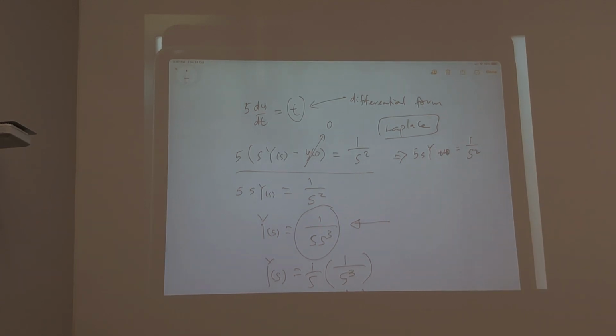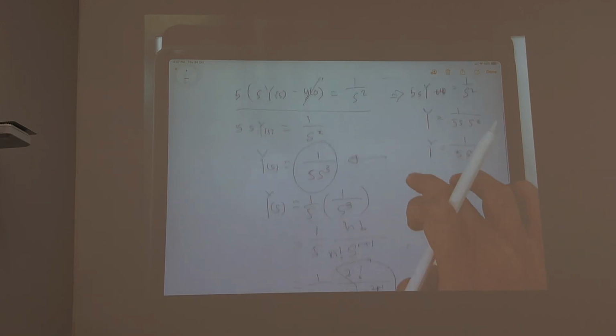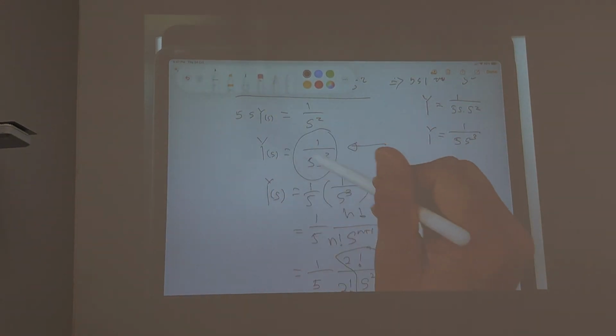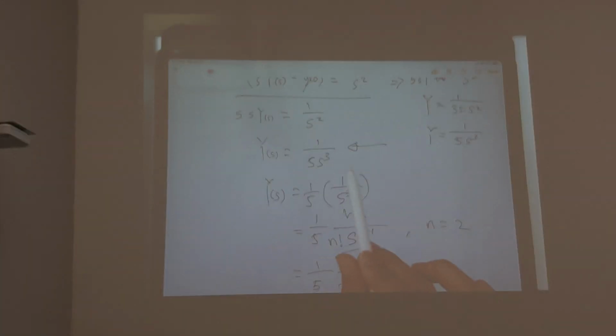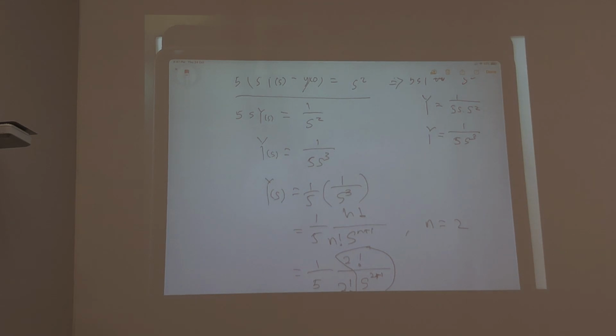I only want to arrange Y at this side and put all the s at the other side. So Y becomes 1 over, this one I bring it down, 5s times s power 2. Y equals 1 over 5s power 3. So 1 over 5s power 3 is already the rearranged algebraic equation.